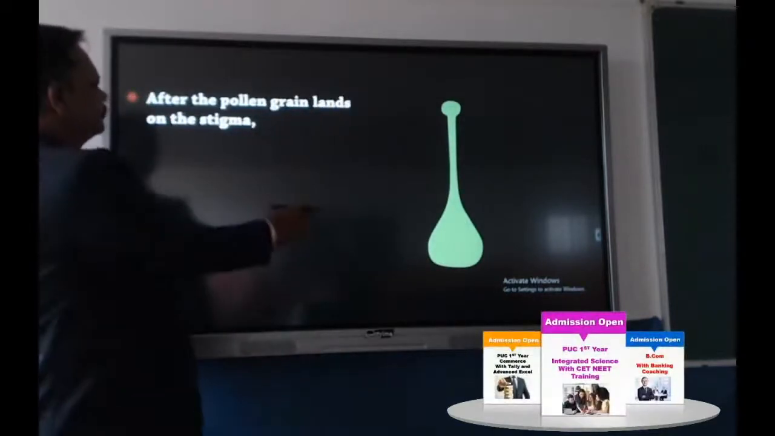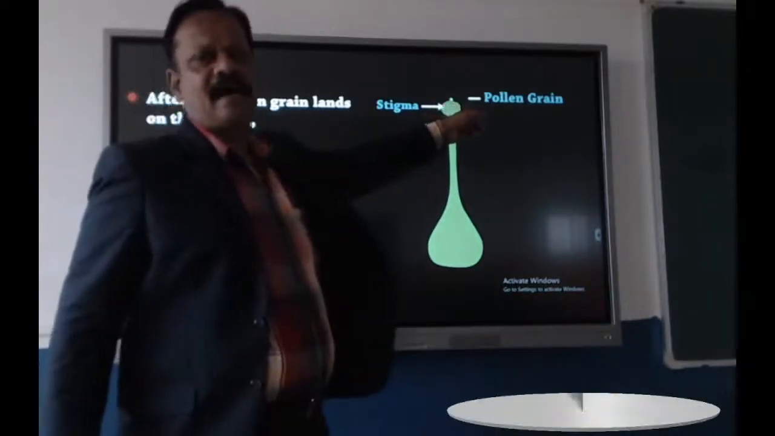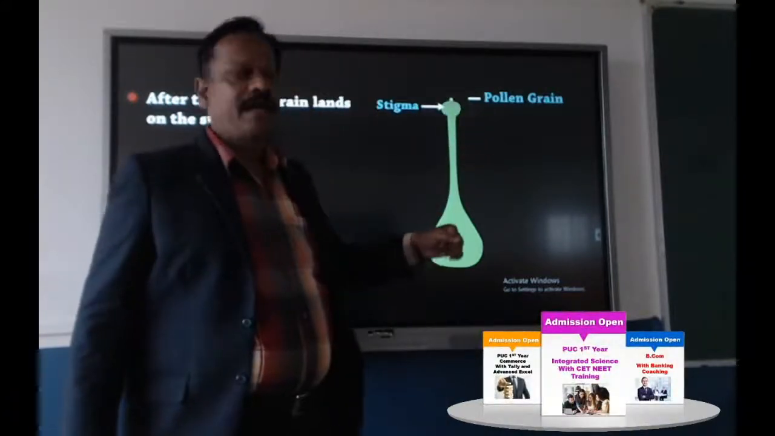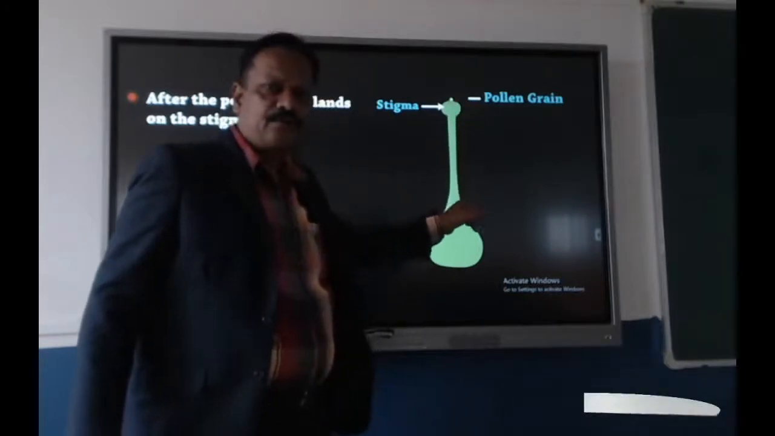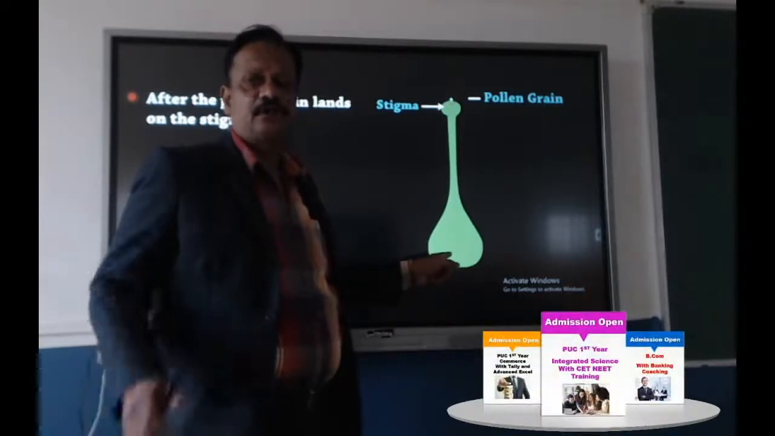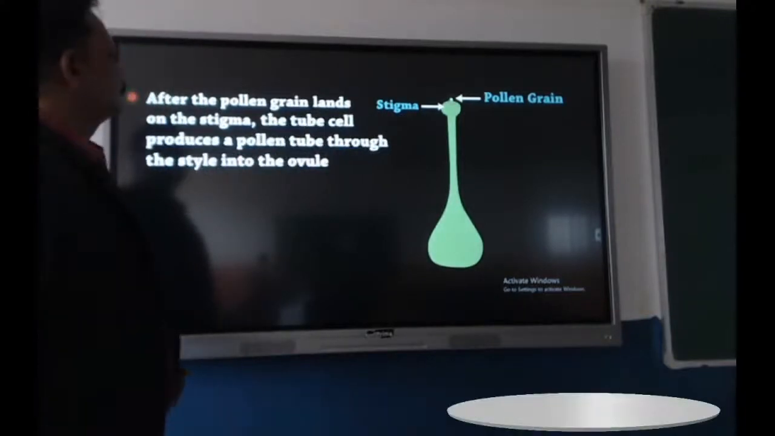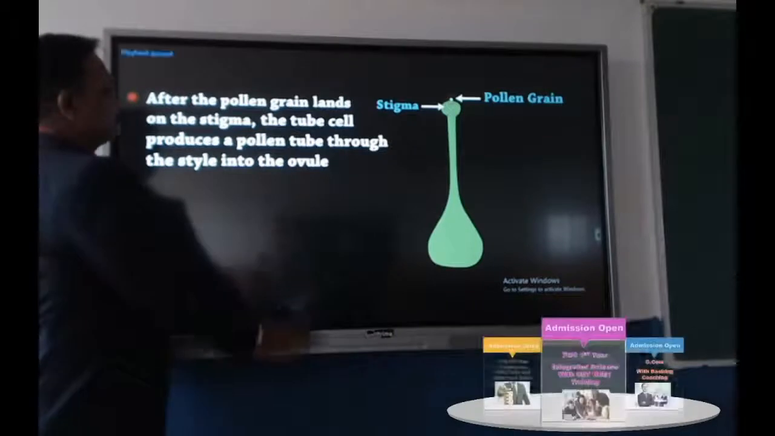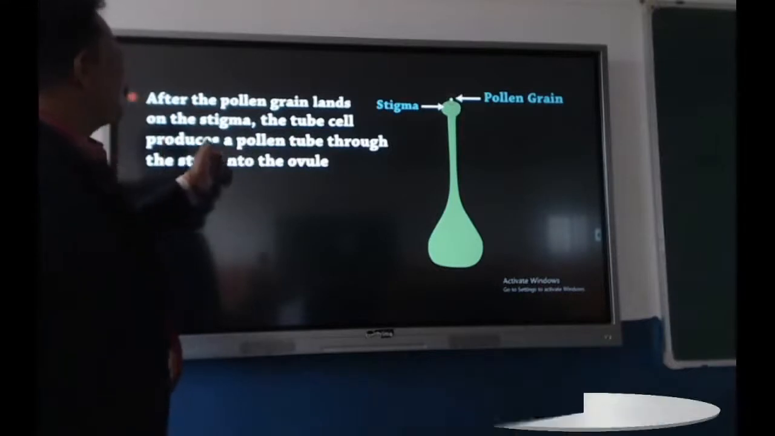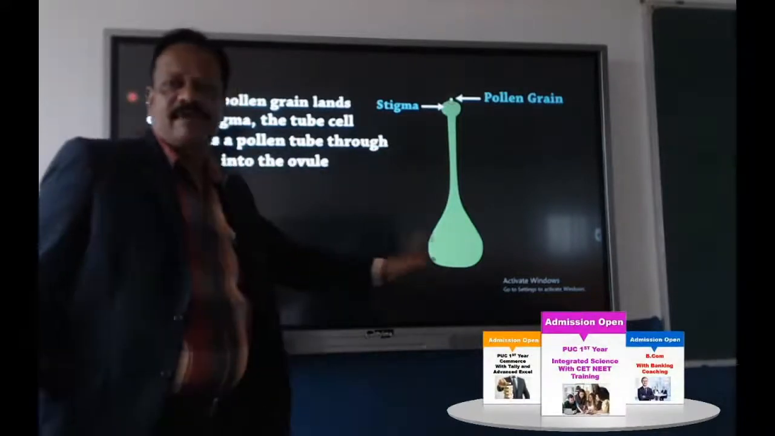After the pollen grain lands on the stigma and attaches to it, the pollen grain starts germinating. The tube cell produces a long, elongated pollen tube through the style, reaching inside the ovary and then the ovule. So the tube will be formed there.